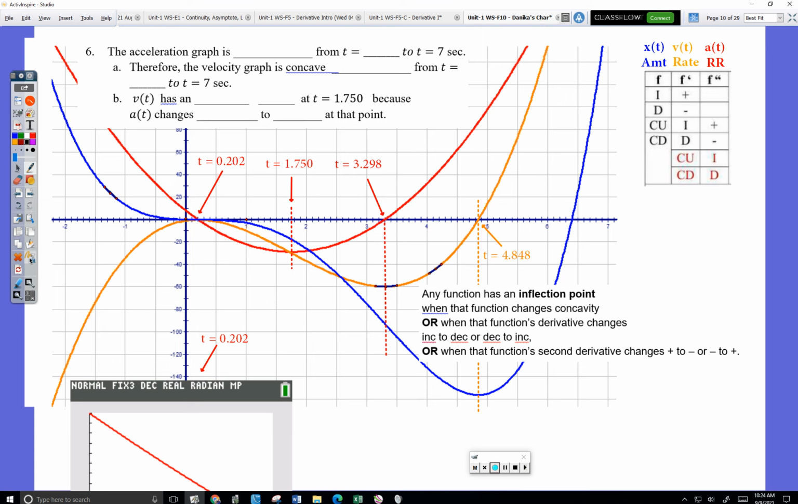Hands up, hands up. I want everyone, you're doing great. I just want everyone to get it. Where does the position graph have a relative min? Relative min is when the graph changes from decrease to increase. Where does the position graph have a relative min? Let's go, Chris.